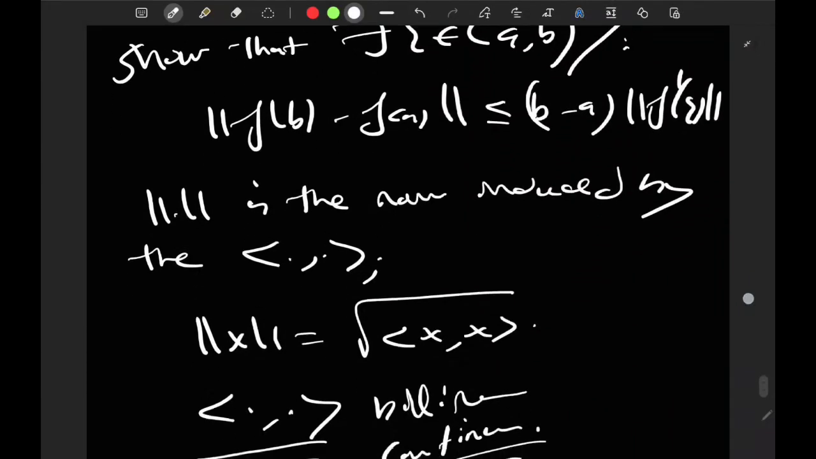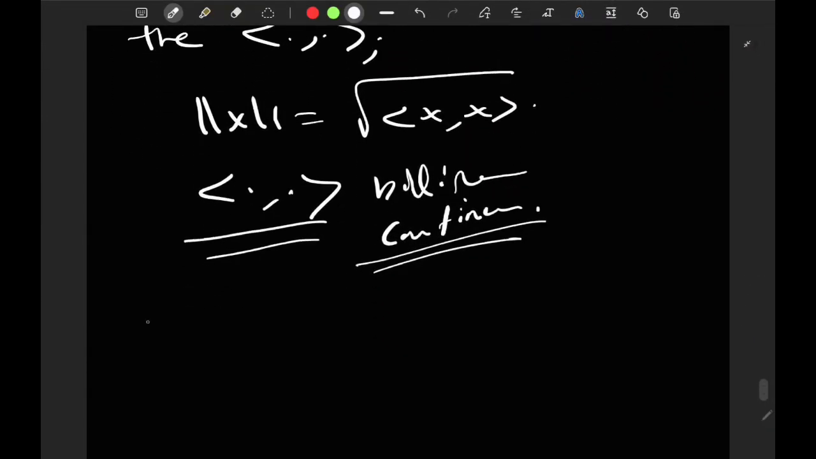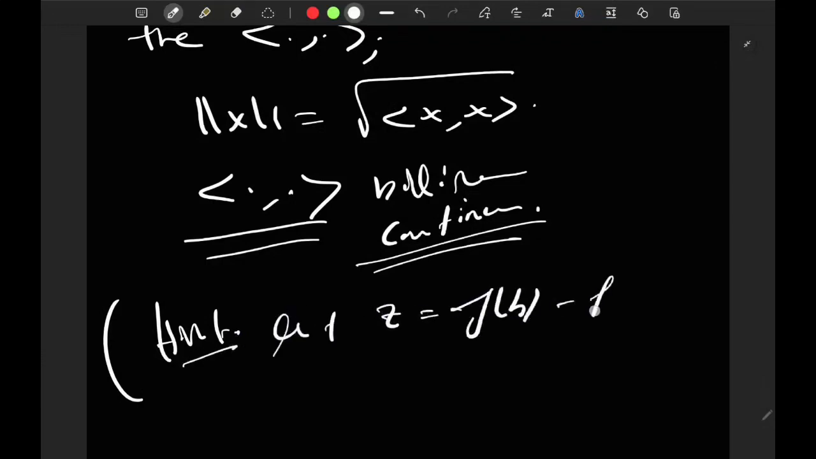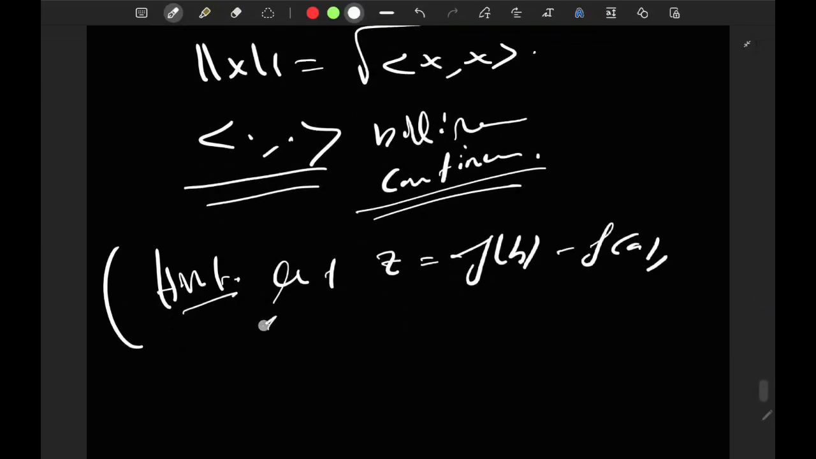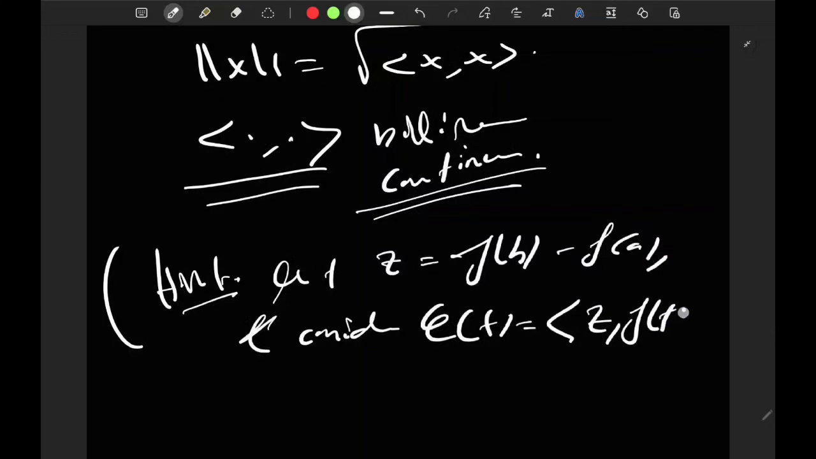Okay, so there's a hint, of course. There's a hint given here. So the hint is: let z be equal to f of b minus f of a, and consider the map phi of t given by the inner product between z and f of t. So phi of t equals the inner product between z and f of t. Okay.